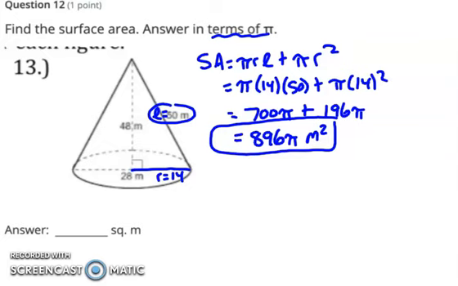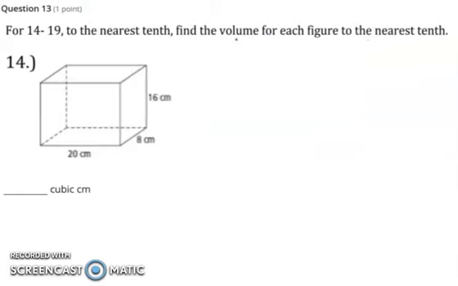So that was number 12. The next one is number 13, even though it says 14 right there. To the nearest tenth, find the volume. Okay, now we're doing volume. For a box, it's just length times width times height. The formula is capital B times H. So for this one, capital B could be 20 times 8 at the bottom. So that's just 160.